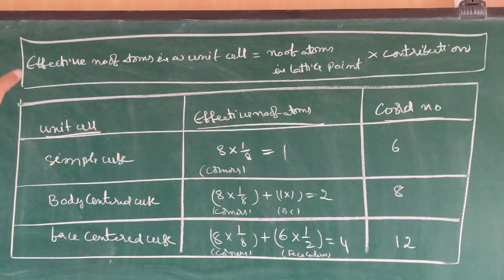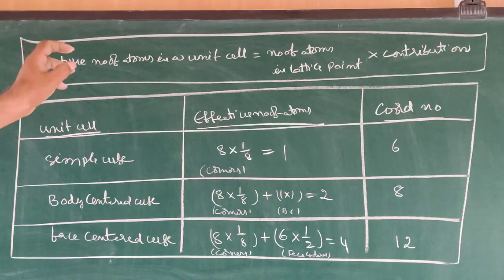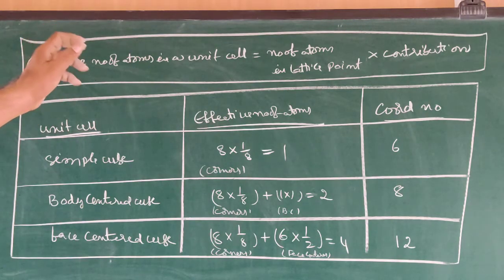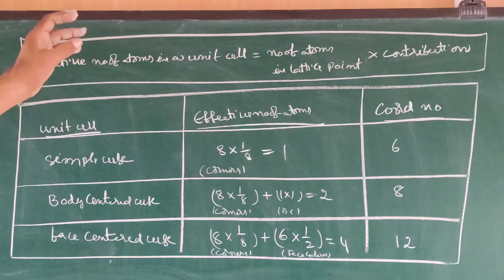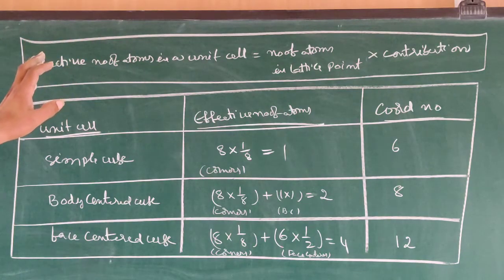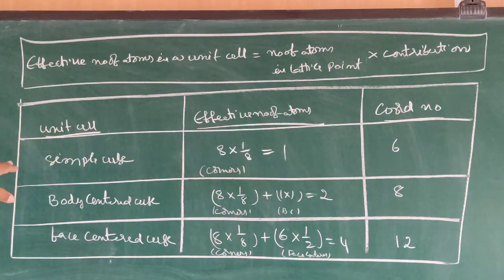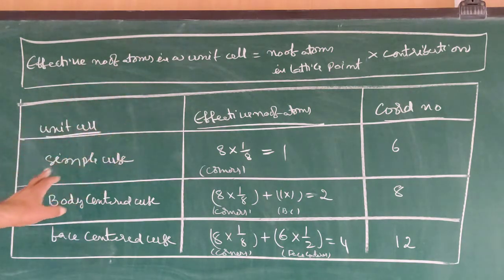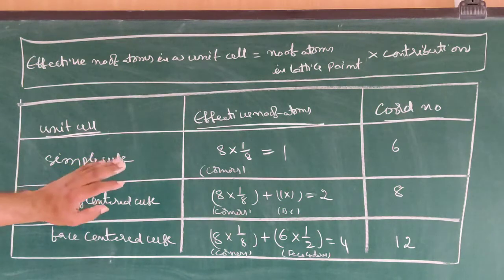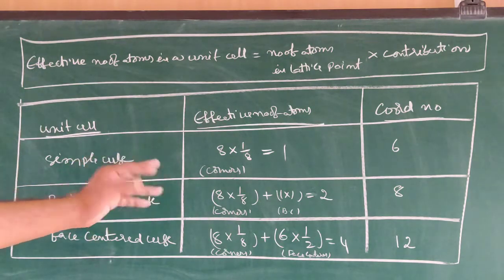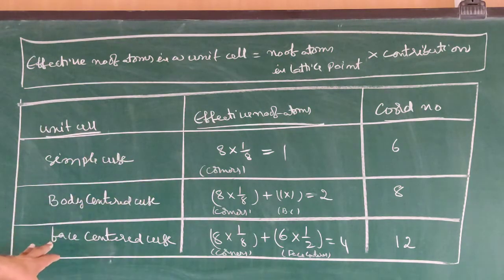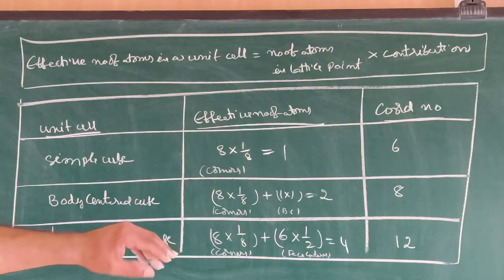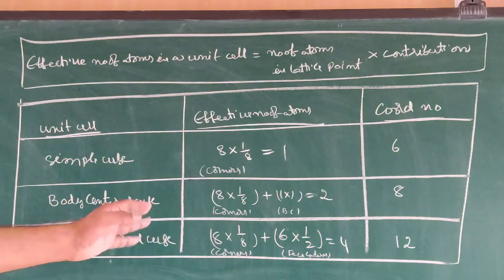Once again, the effective number of atoms present in a unit cell is equal to the number of atoms at a particular lattice point into its contribution. In a simple cube, atoms are present in corners only. In a body centered cube, atoms are present in the body center along with the 8 corners. In a face centered cube, atoms are present in all the 6 face centers along with the corners.